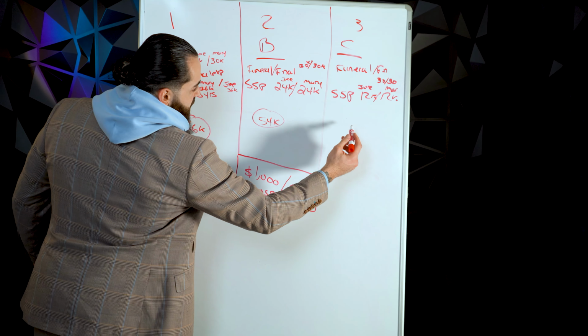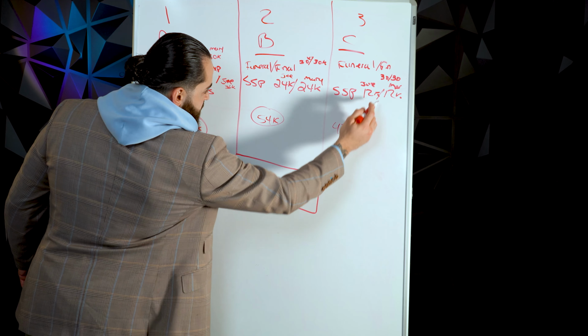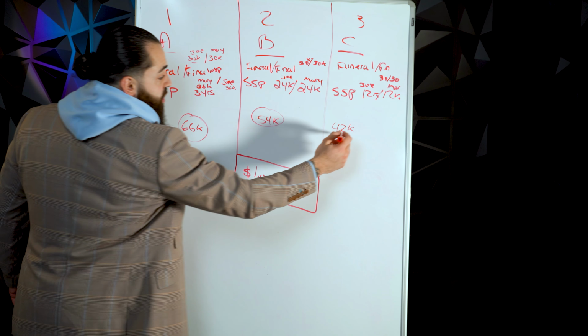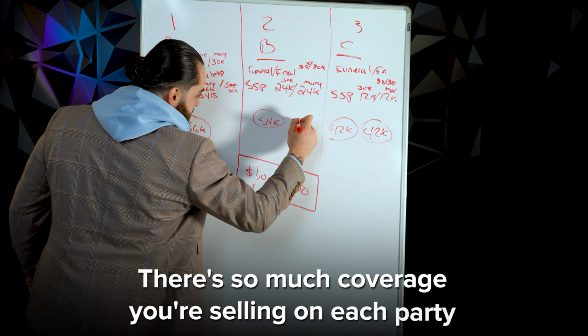And then you have funeral final expenses here, $12,000. You have 42K that you're selling here because you're taking the 30,000 you're insuring them for. This is per person, by the way. So 42K on him, 42K on her. This is how much coverage you're selling on each party.